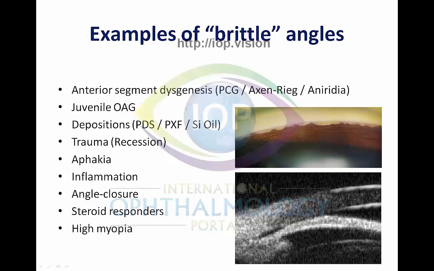I think of brittle drainage angles in the following classification. I start off by thinking of the various forms of anterior segment dysgenesis. Examples may include primary congenital glaucoma, Axenfeld-Rieger's syndrome, aniridia, Sturge-Weber syndrome. And the key is that these brittle angles are prone to unpredictable intraocular pressure spikes.